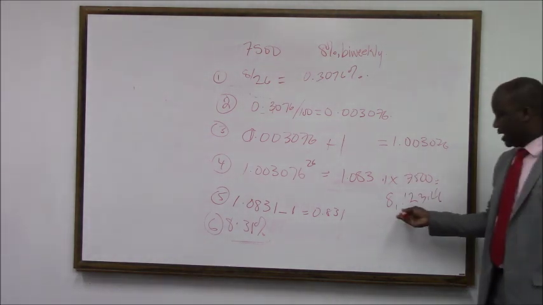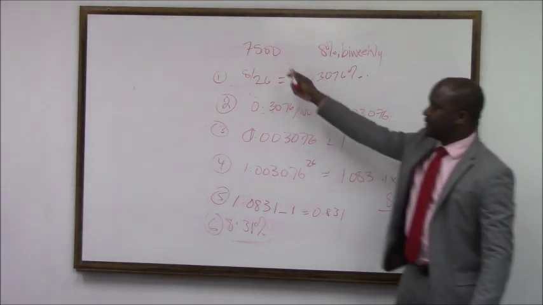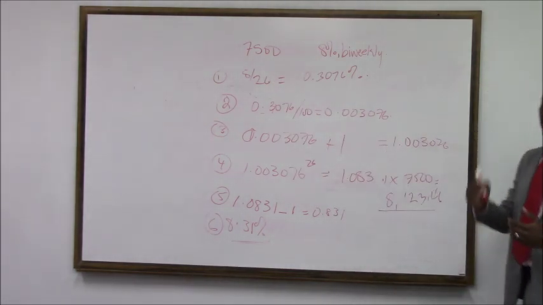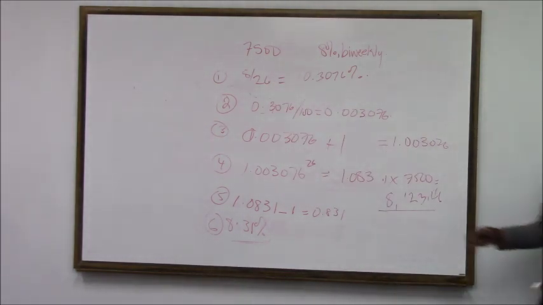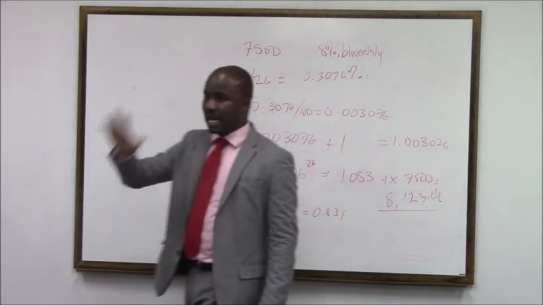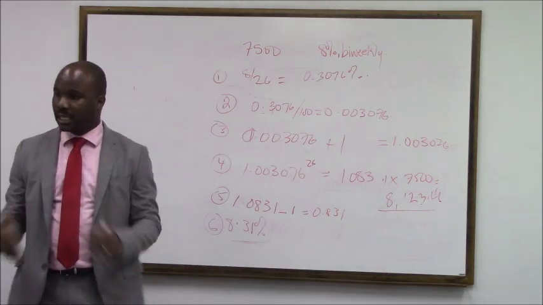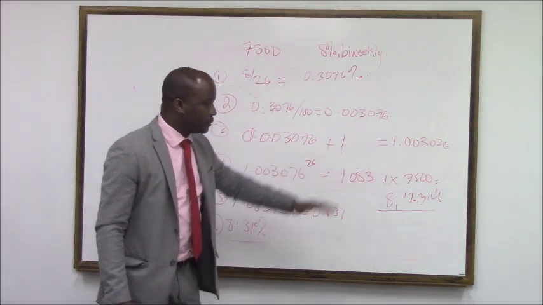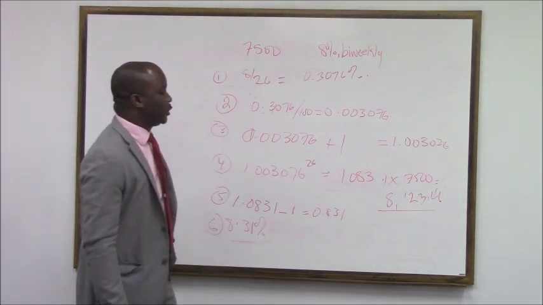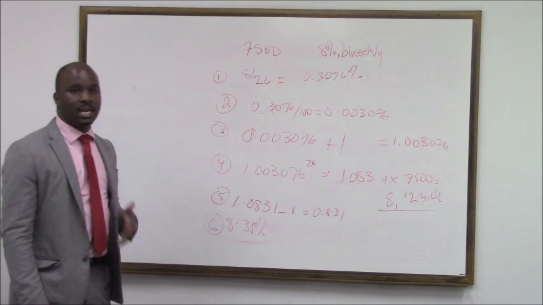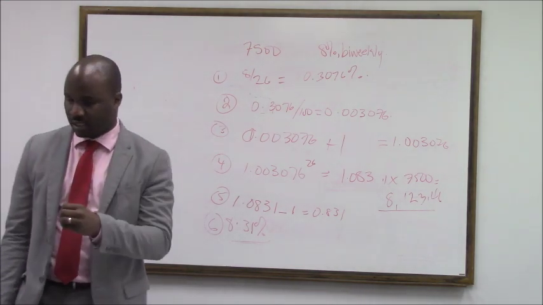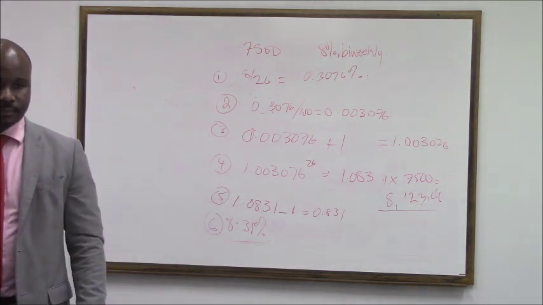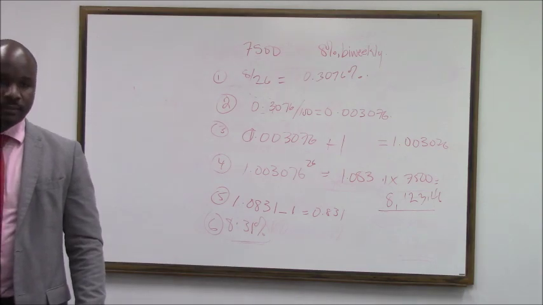You take your 8,123, subtract your 7,500, and whatever that difference is what they pay you in interest. Remember that your 7,500 is your principal. That's what you put down. And this is if you don't put anything else in your account for the year. Then you would have made $623.41 in interest for that year. We good? Clear as mud?